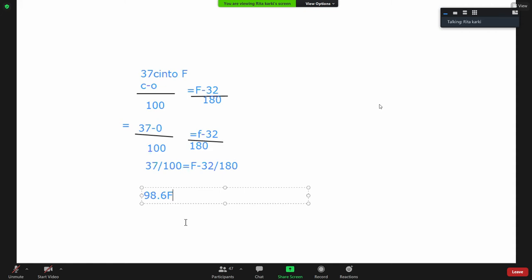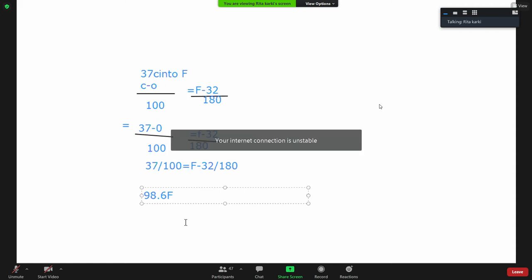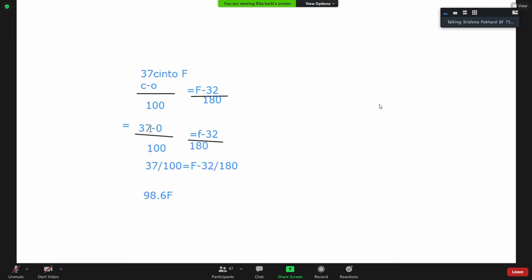Okay, the formula is similar. That is (C minus 0) upon 100 is equal to (F minus 32) upon 180. Ma'am, 84 upon 100. Is that the correct answer? What do you think? Ma'am, I'm not sure. You're not sure?